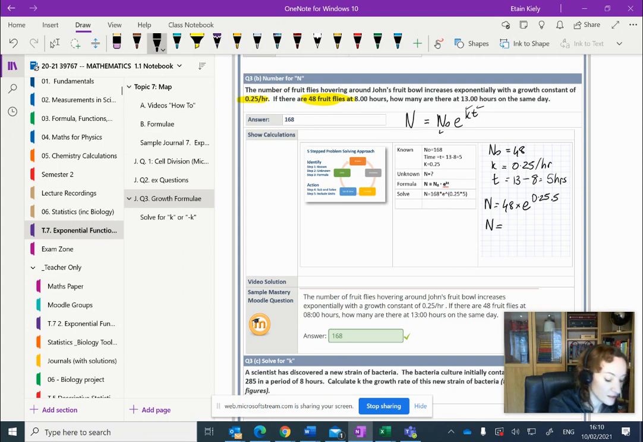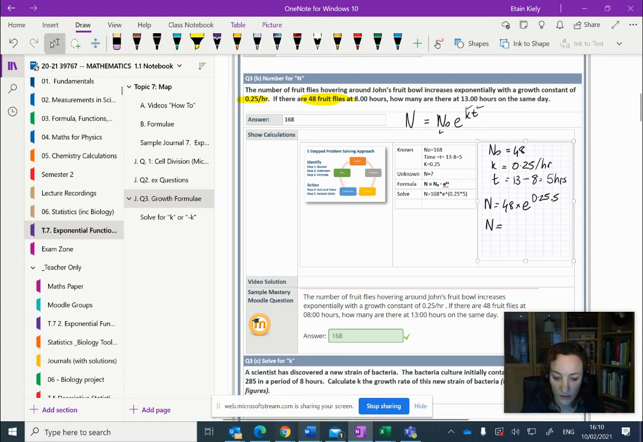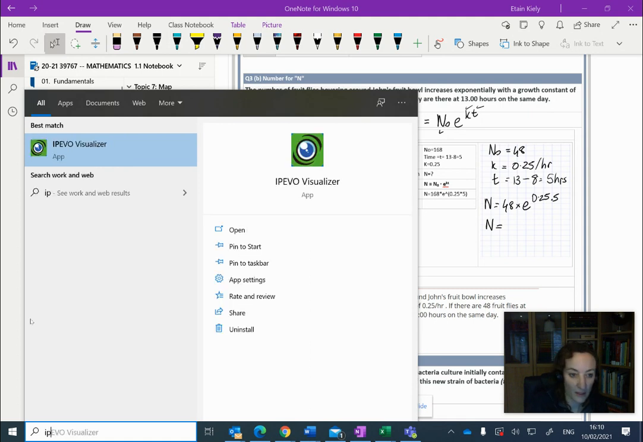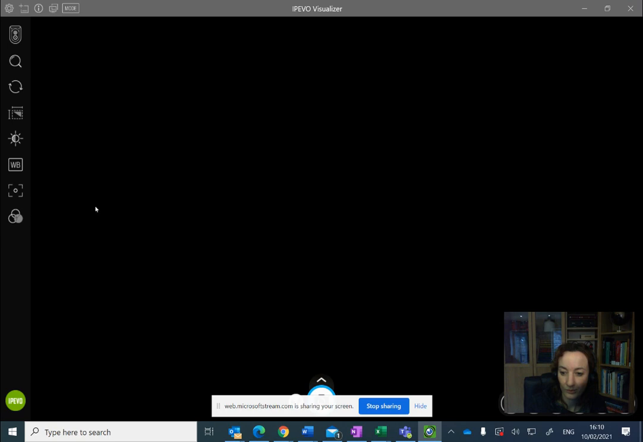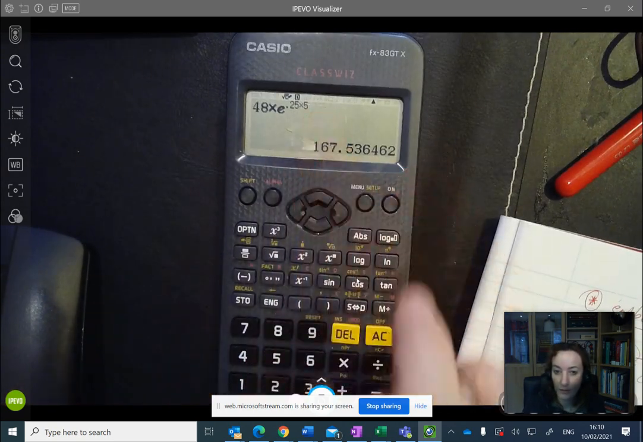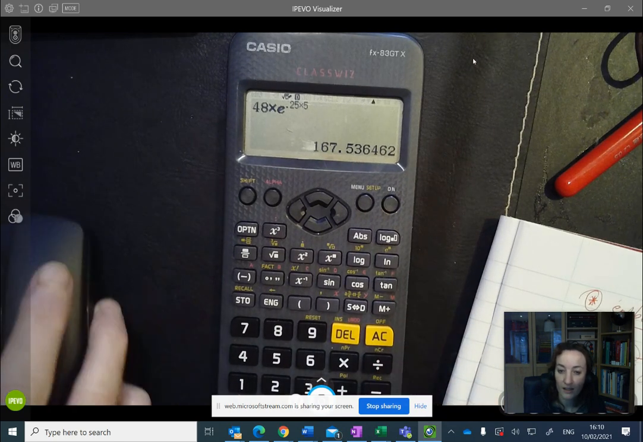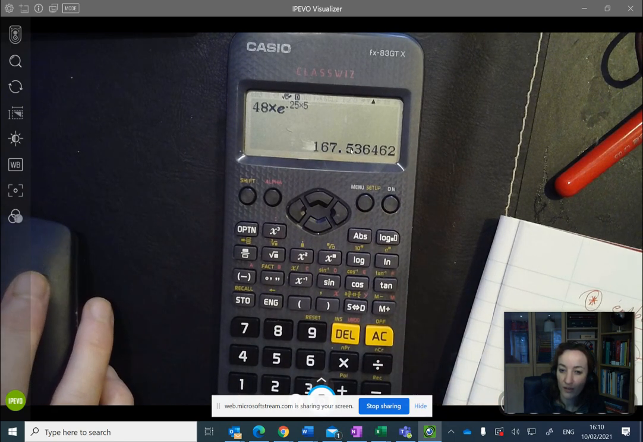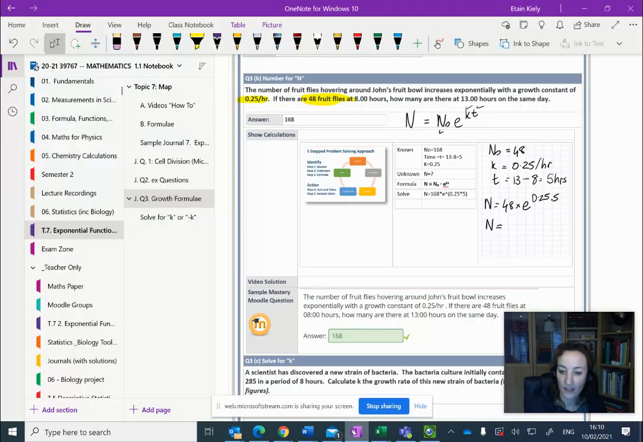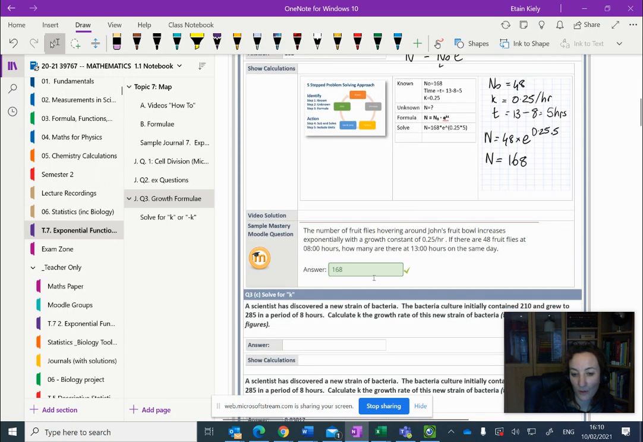And so n is, and if we do this on our calculator, I'll just type this in here. If we type this into our calculator, this is it here. So we have 48 times e to the power of 0.25 times 5. And you'll see that this is 167. And because it's fruit flies, we round it up to the nearest whole number. So it's 168. So we'll say n is equal to 168. And that's the answer that you would put in for a Moodle question like this.